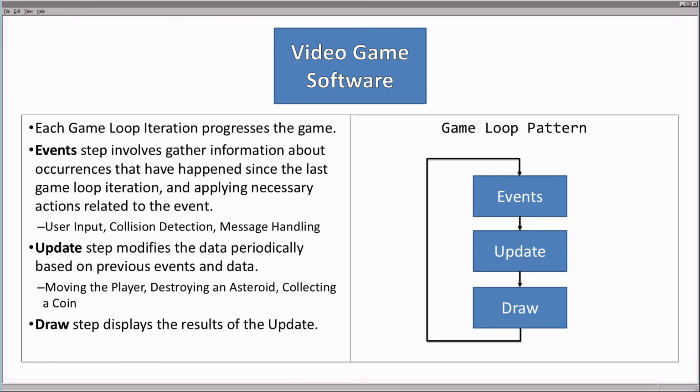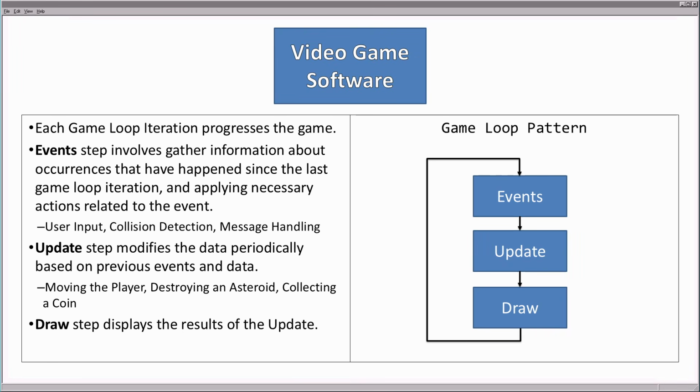The event step involves gathering information about occurrences that have happened since the last game loop iteration and applying necessary actions related to the event. User input, collision detection, and message handling are common events.